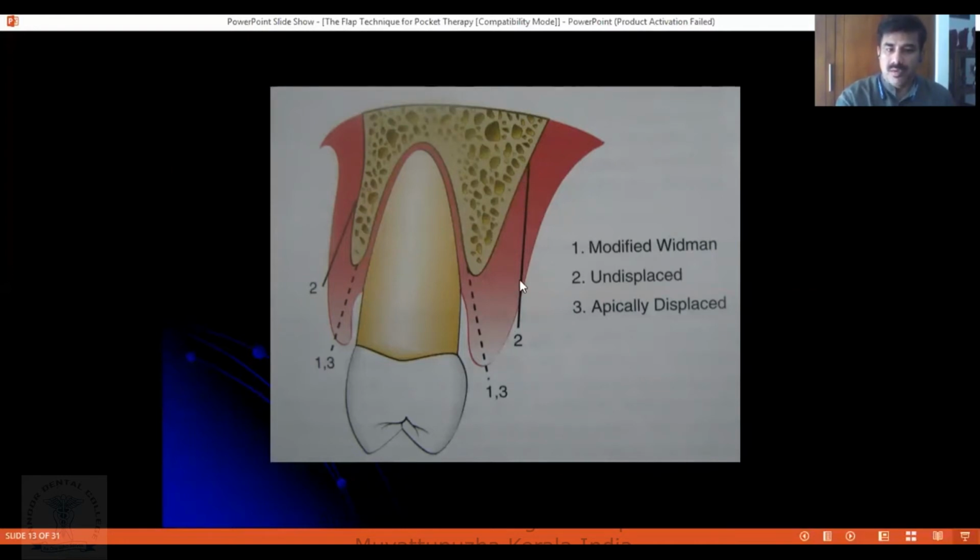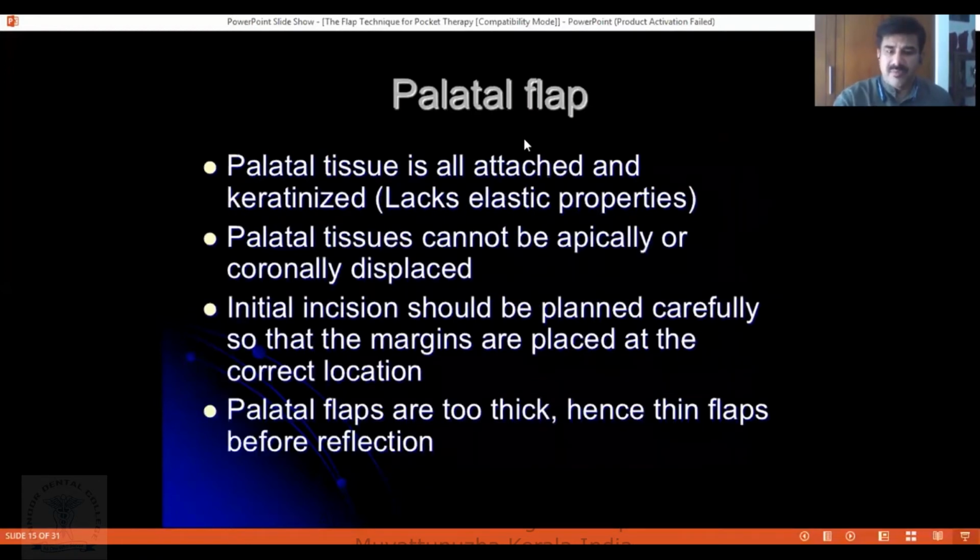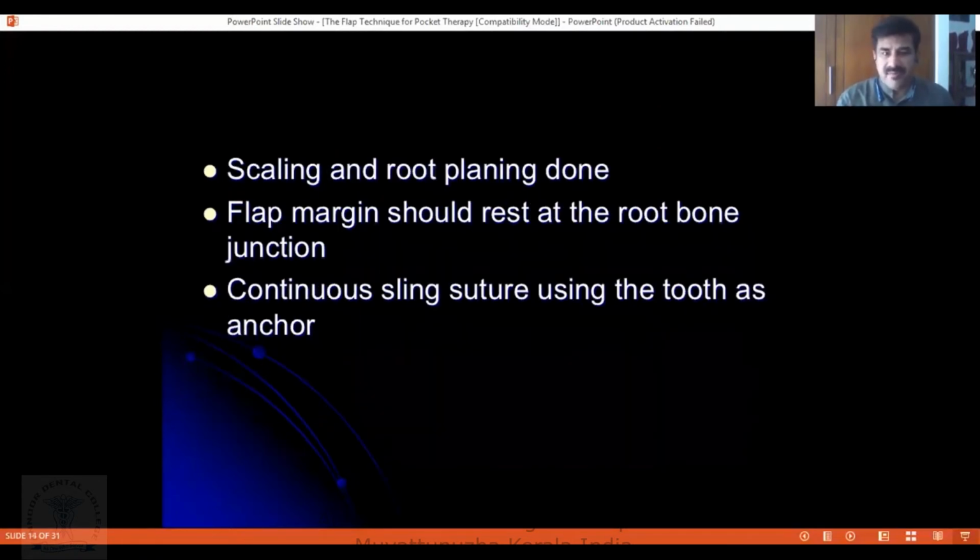Then scaling and root planing, all the steps which we mentioned before, has to be done. Flap margin should rest at the root bone junction. You can put a suture. You can put a continuous suture, interrupted suture, sling, or whatever suture deemed necessary at that point of time. So we've discussed two types of flap surgery. One is the modified Widman type of flap surgery, and now we have discussed the undisplaced flap surgery.